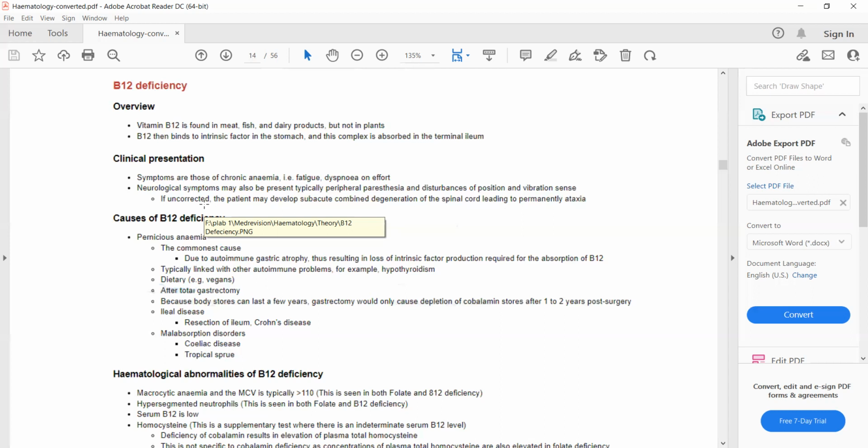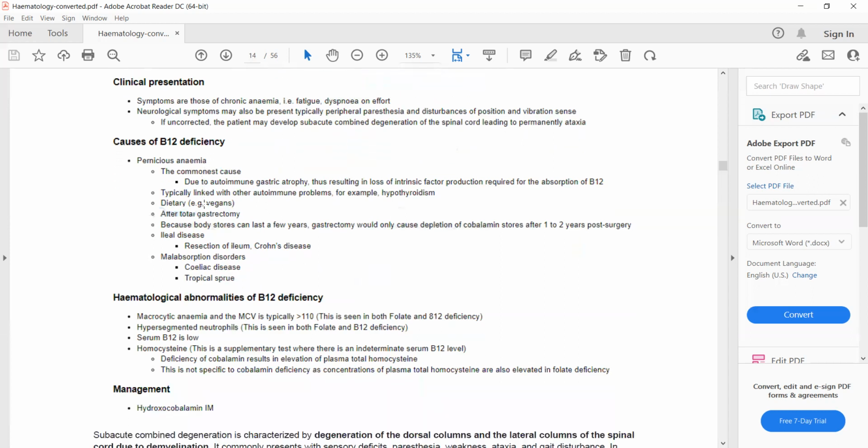So in short, clinical manifestations of B12 deficiency include chronic anemia, with fatigue and dyspnea on effort, and neurological symptoms, that is peripheral paresthesia and disturbance of position and vibration sensation. And if not treated, it can lead to subacute combined degeneration of the spinal cord.